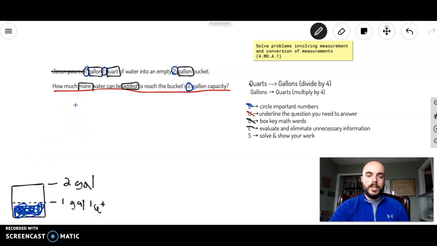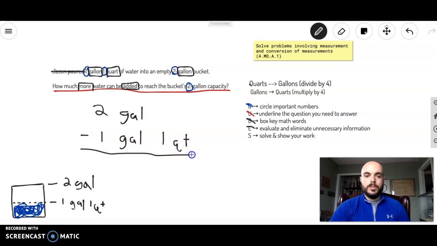And the best way to subtract these is to put them over each other to make a vertical operation. So 2 gallons on top. And the trick with doing these is to make sure that your units line up. I don't want gallons to be over quarts. I want gallons to be over gallons. 1 quart. And like I said, we're finding a difference, which means we are subtracting.